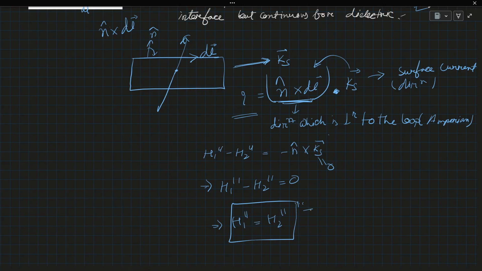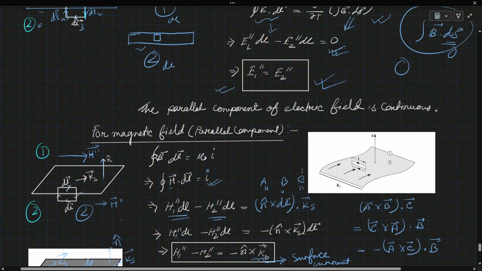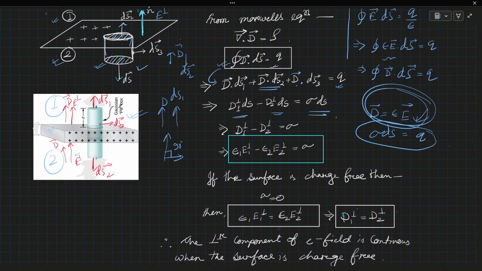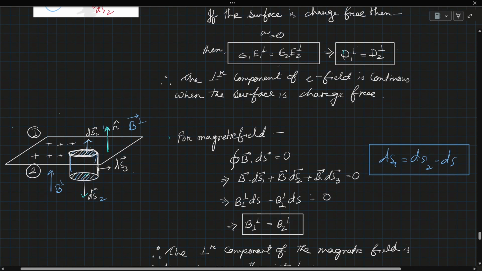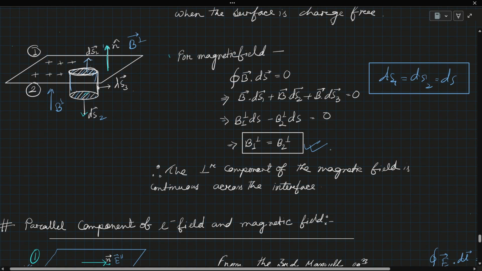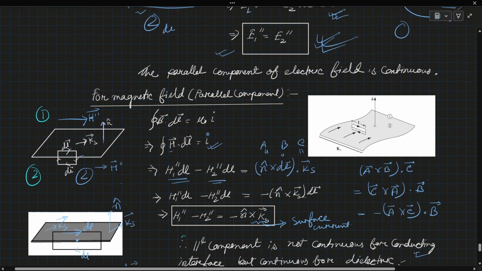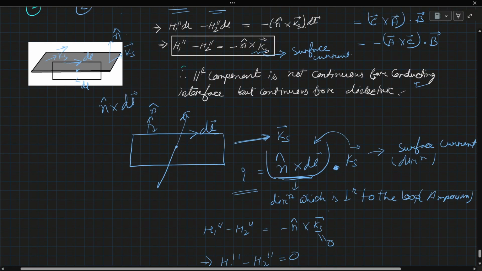So these are the four equations which describe the behavior of electric and magnetic field across a boundary. What are those? One is this one, and the second one is this one. This is the perpendicular component of the magnetic field. The above was the perpendicular component of the electric field, this one is the parallel component of the electric field, and this was the parallel component of the magnetic field.